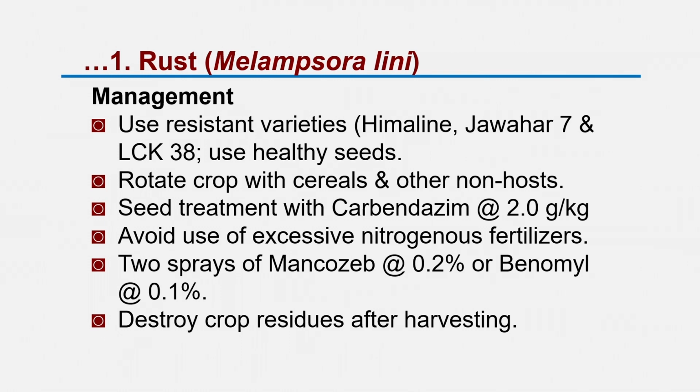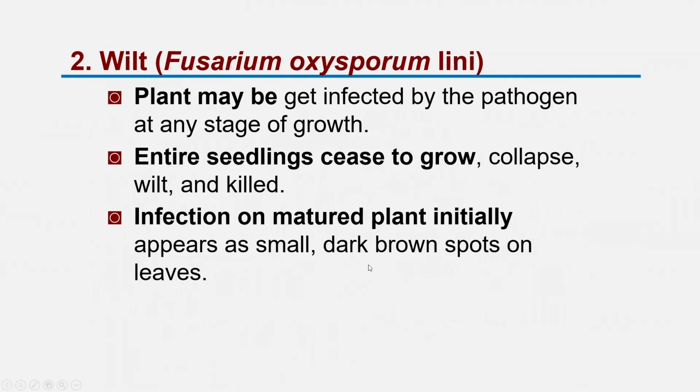2 sprays of mancozeb at the rate of 0.2% or benomyl at the rate of 0.1%. Destroy crop residues after the harvesting. So, these are the important measures to control the rust. Now, next important disease of linseed is wilt, which is caused by Fusarium oxysporum lini.